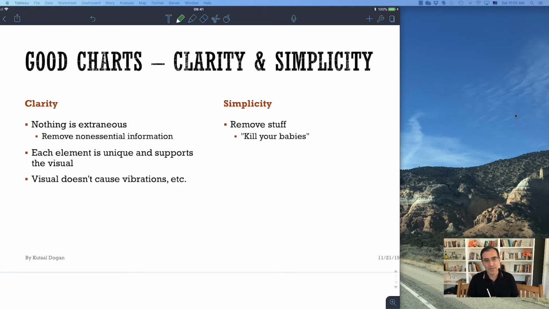And finally, simplicity says remove the stuff. The phrase Bernardino is using is kill your babies. So you create your chart, and it's kind of hard to do, but then at the end, you have to look at your chart and say, okay, I have this workbook. I have 5 different charts. Which one of these do I want to keep? You keep the chart that has the clarity and remove everything else around it.